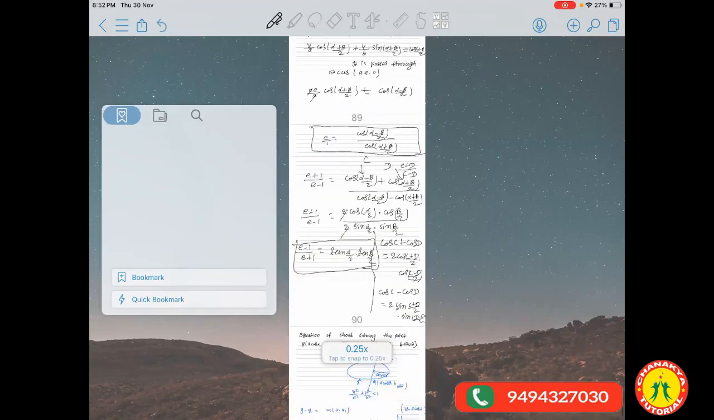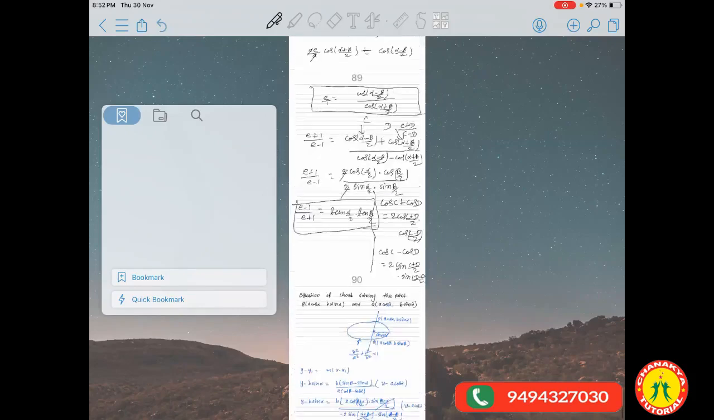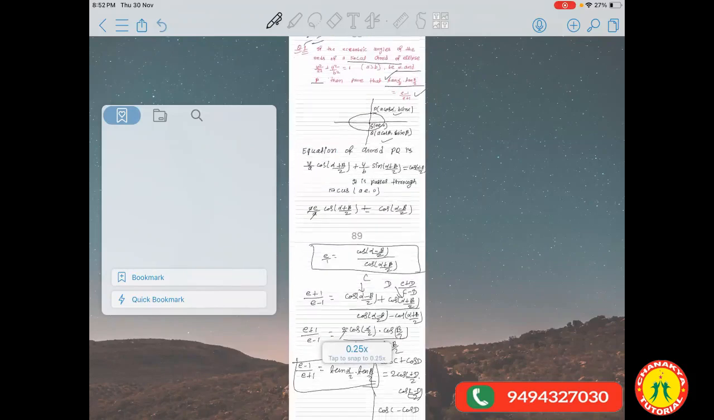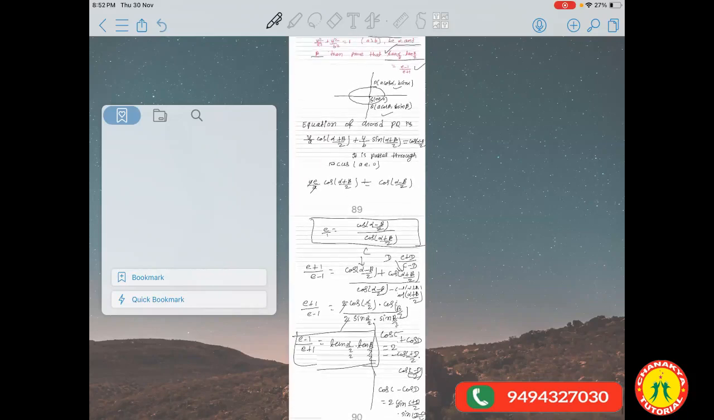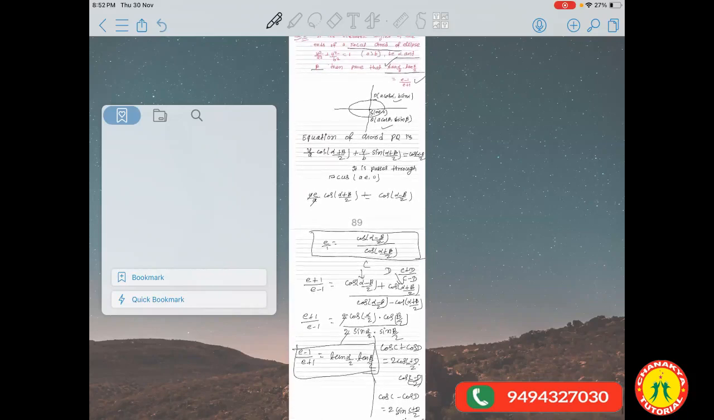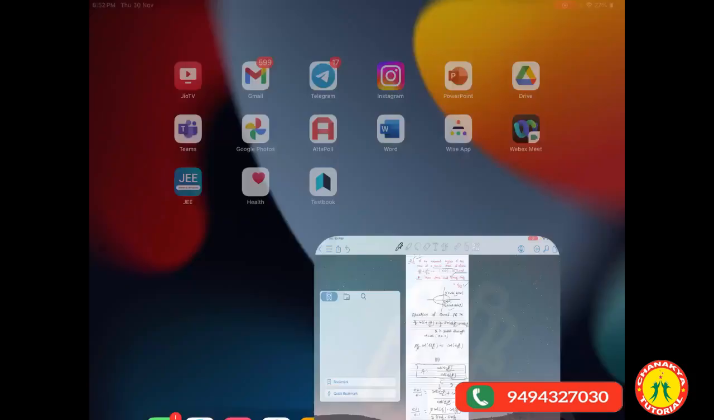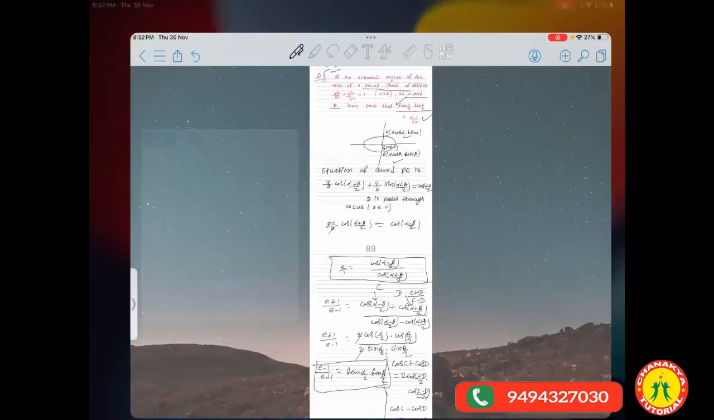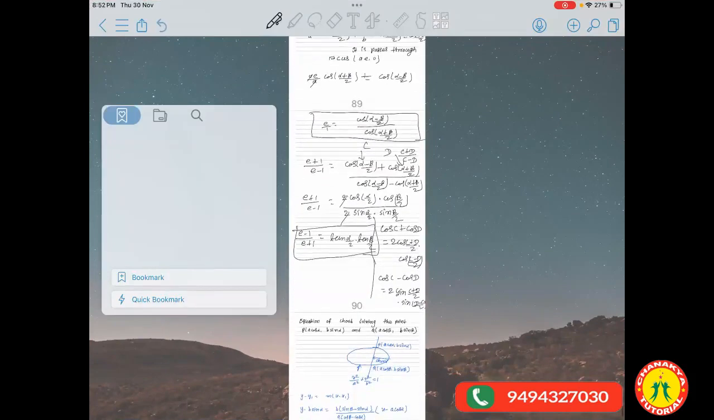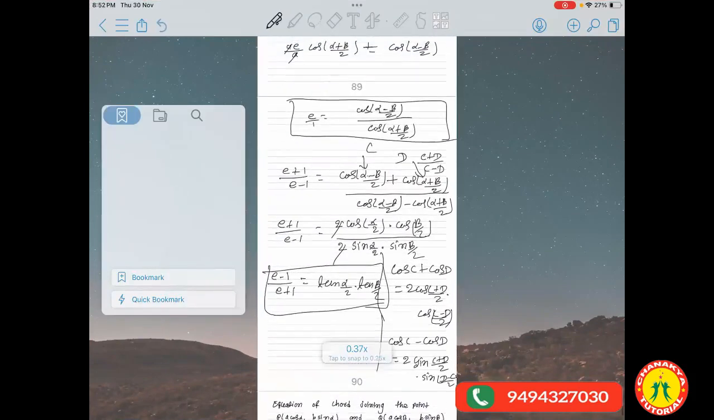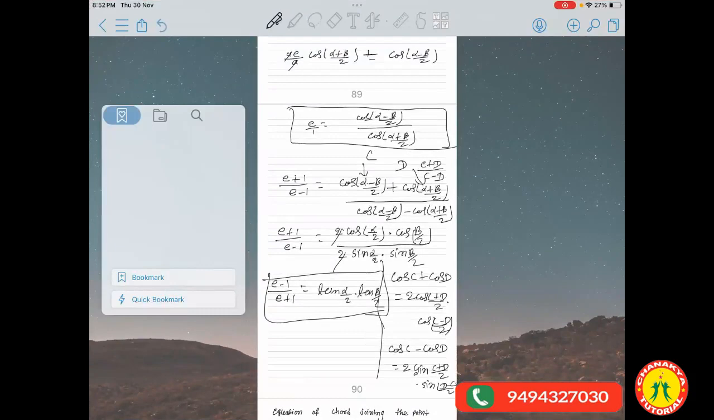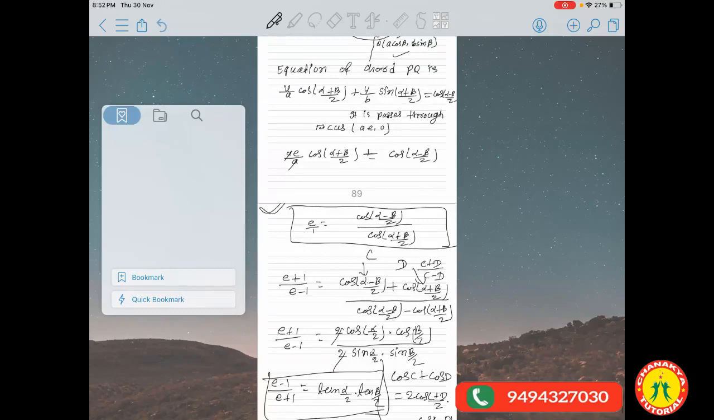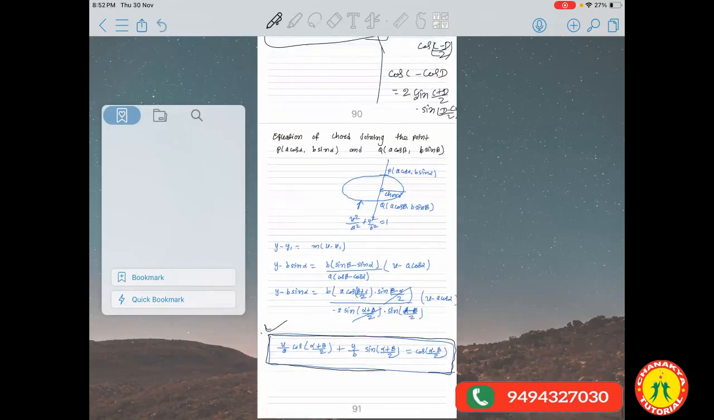Got it? Any doubt, Tanishq? Tanishq, is the concept clear? Yes, sir. Tanishq, are you here? Yes, sir. Concept is clear? Good. Any doubt? No, sir. Okay. Basically, this is all about trigonometry, and it is basic.